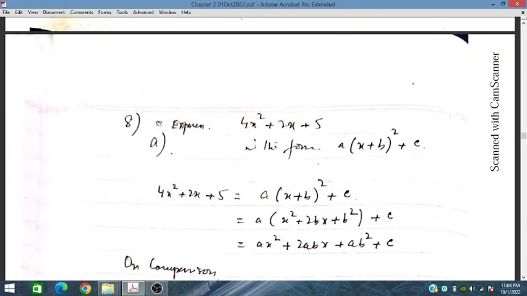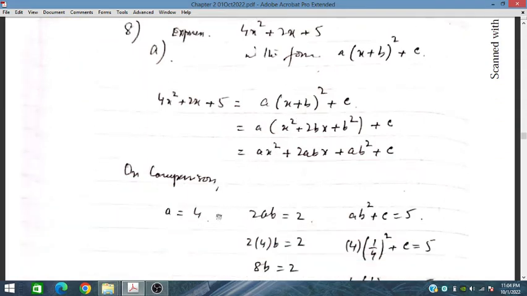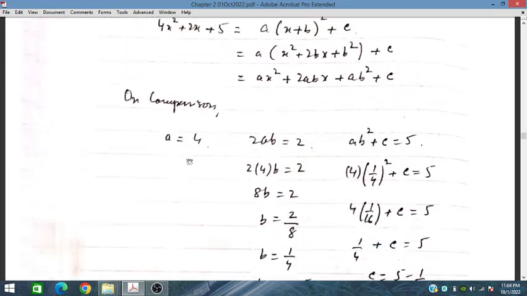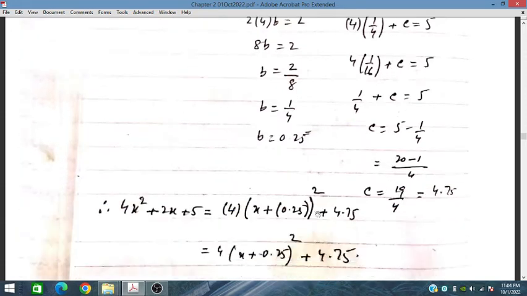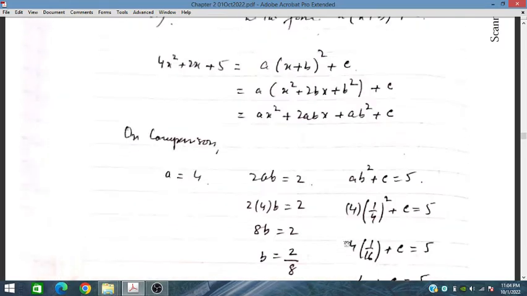Now this question number 8, here we have to express this in this form. So we'll expand it first like this, and we compare the coefficients like this, and from this we have a is equal to 4, and by substituting a here we get the value of b, and by getting a and b, place it here, and we get the value of c as this.